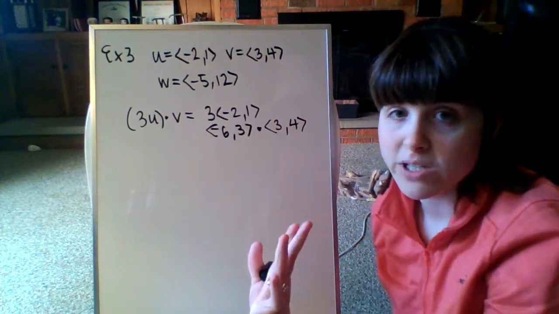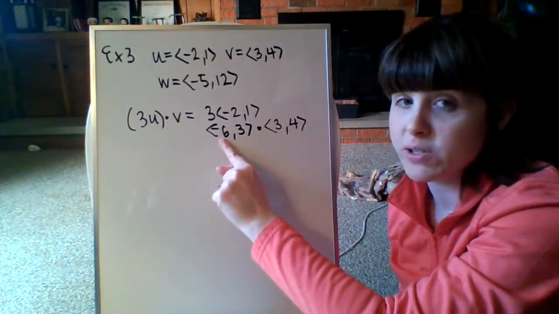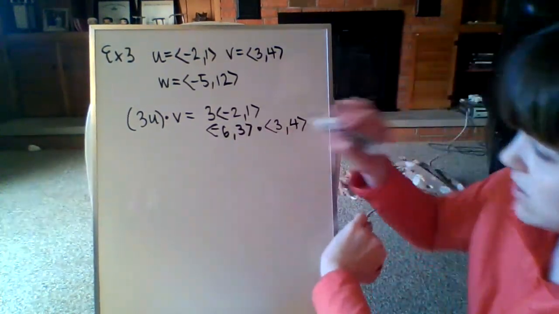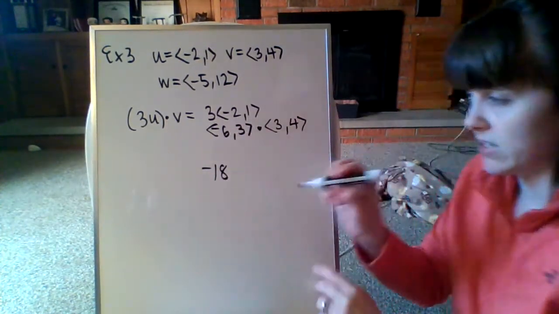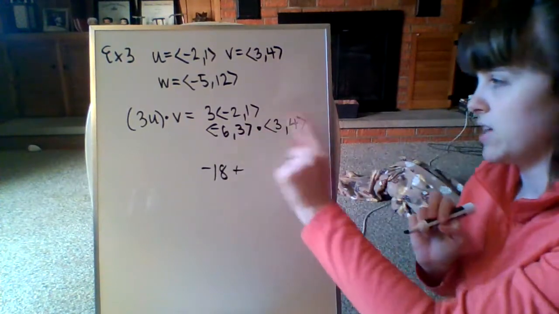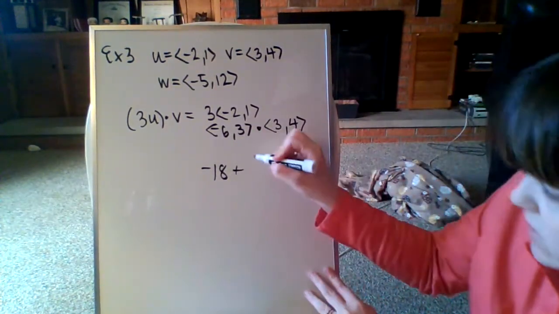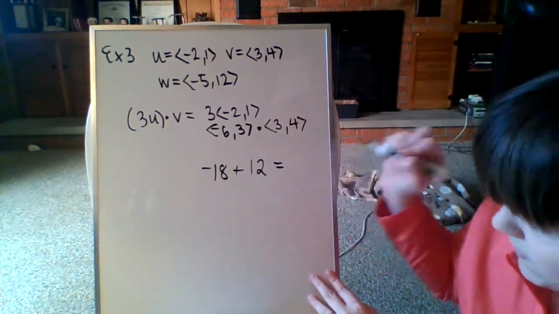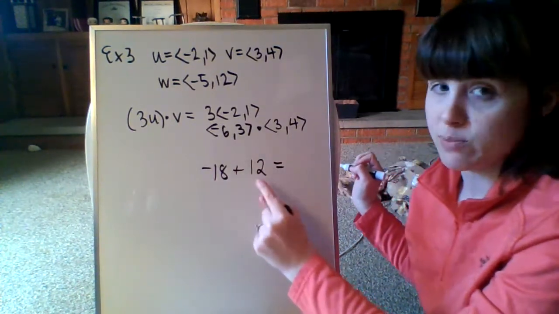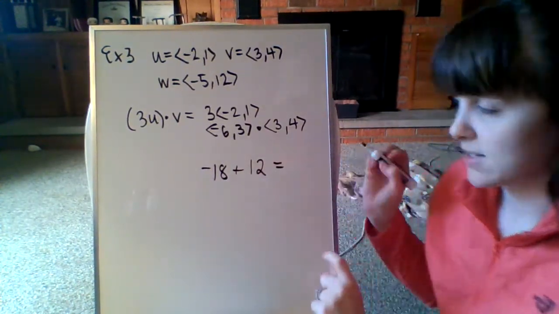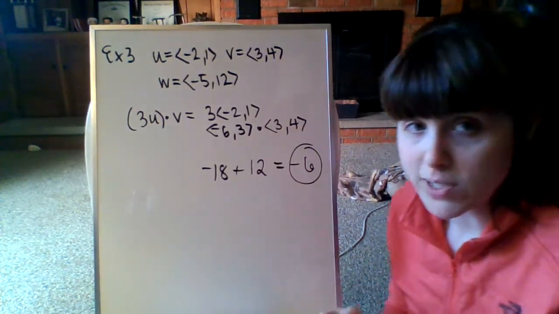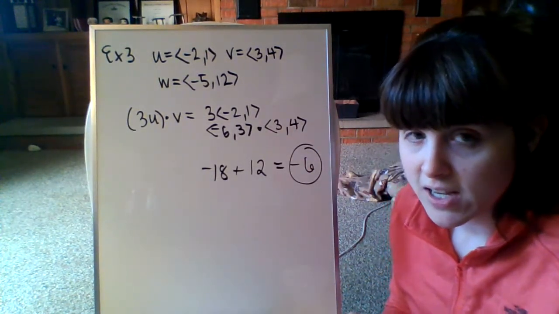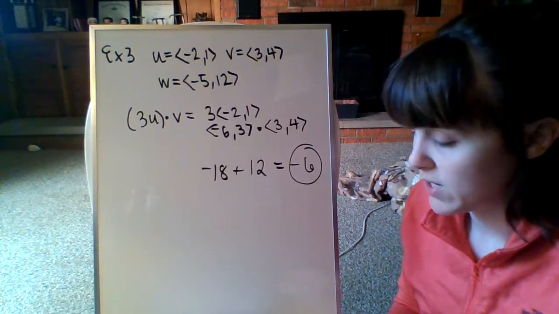Here comes the dot product. We multiply the first components, -6 times 3, which is -18, plus 3 times 4, which is 12. If you add those, -18 plus 12 is -6. So that's it. Always do what's in the parentheses first, and then do what comes after that.